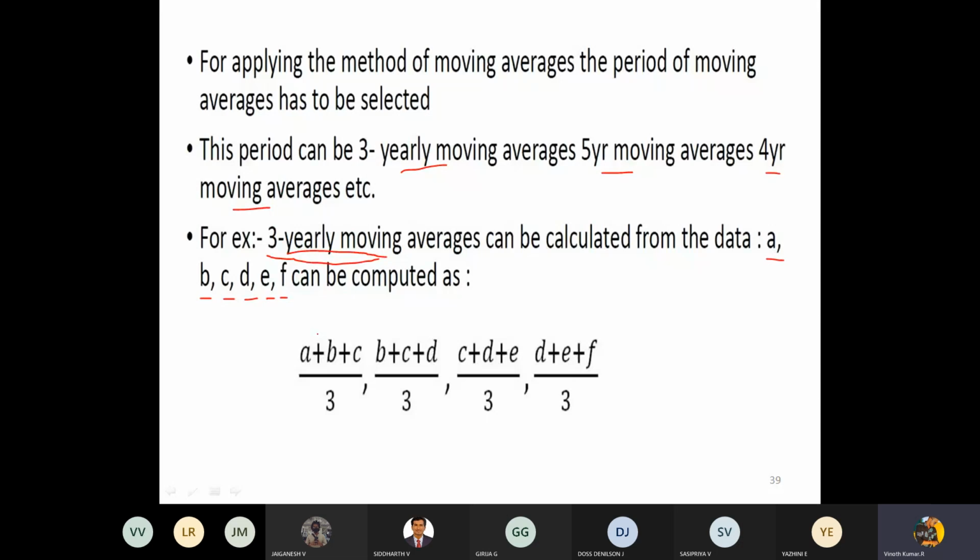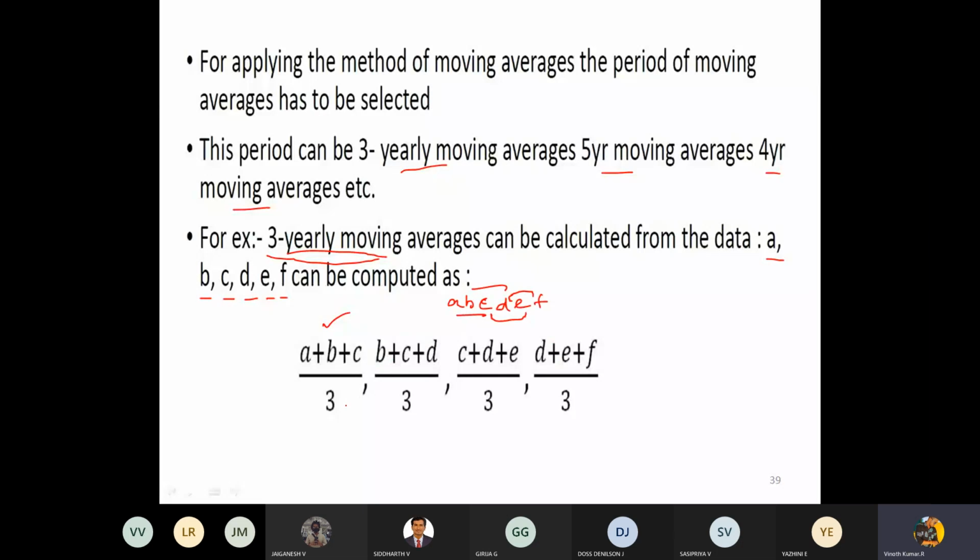So A plus B plus C divided by 3, and again B plus C plus D. So here A B C D E F, six data are available. So first A B C, and B C D is the second term, and C D E the third one, and D E F is the fourth one. So it is divided by 3.